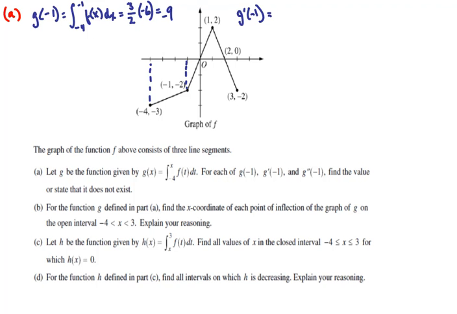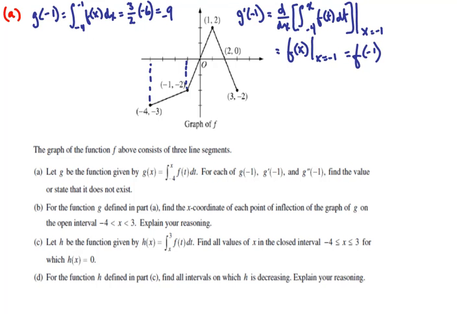Now g prime of -1 is the derivative of the integral from -4 to x of f of t dt evaluated at -1. Remember, we don't plug in the -1 until after we take the derivative, just like with regular derivatives. Well, we do know that the derivative of the integral from -4 to x of f of t dt by the second part of the fundamental theorem of calculus is just f of x. We want to evaluate that at -1, then that's just f of -1, and f of -1 is -2.